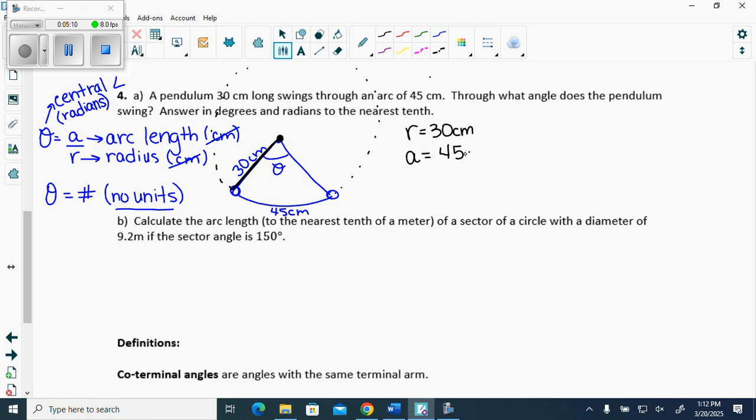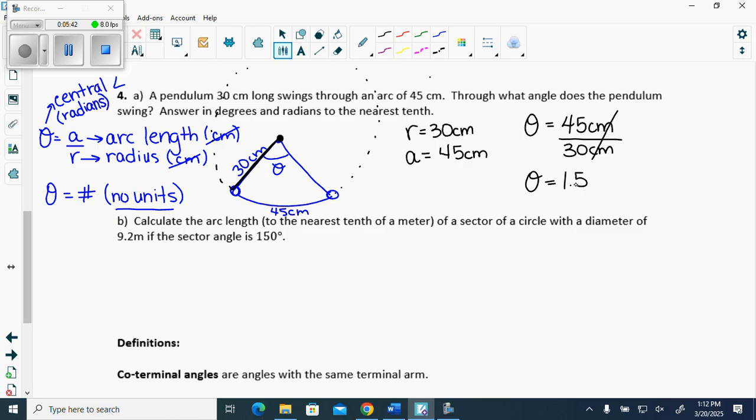45 centimeters. And they have to be in the same units, because when they're in the same units, the units cancel, I'm left with radians, correct? So if one was in meters and one was in centimeters, I would have to do something about it. Because if not, I'd be left with like centimeters per meter, which makes no sense. That's not radians. So theta equals A, 45 centimeters, over R, which is 30 centimeters. The centimeters cancel, so theta equals 1.5.